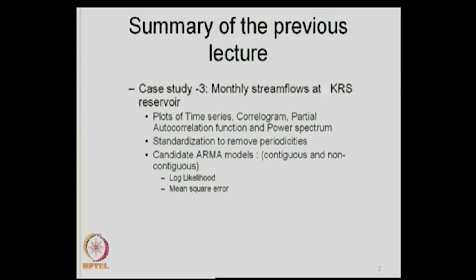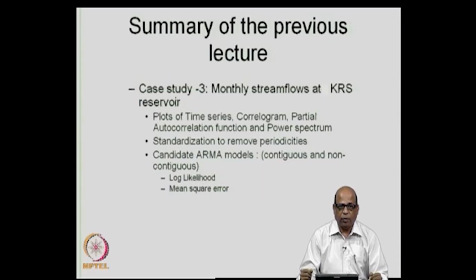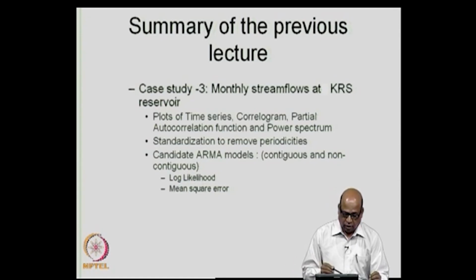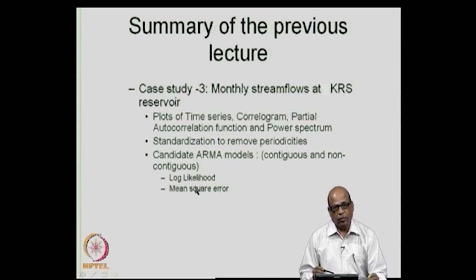Okay, in today's lecture, what we then do is, so we have chosen one model corresponding to the maximum likelihood criteria. This model turned out to be the ARMA 40 model for the Kaveri monthly stream flows, and we also chose one model corresponding to the minimum mean square error. Now, this model turned out to be the ARMA 10 model for the contiguous type of models that yielded the minimum mean square error.